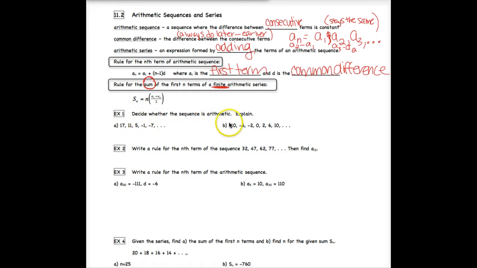Example 1, decide whether the sequence is arithmetic, explain. So definition says the difference between consecutive terms has to be constant. So we need to find that difference and see if it's constant. So 11 minus 17 is negative 6. So try the next pair. 5 minus 11, also negative 6. So try again. Negative 1 minus 5. Okay, so far so good. Negative 7 minus negative 1. This becomes a plus plus. So yes, this is arithmetic because it has a common difference of 6.